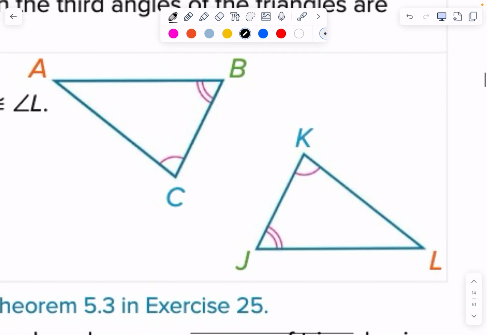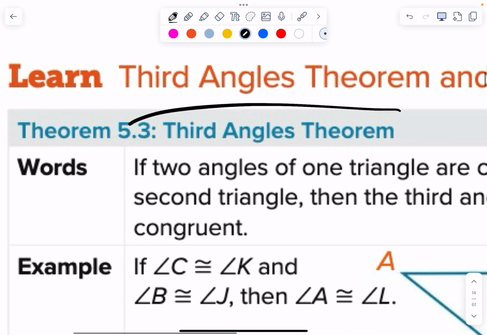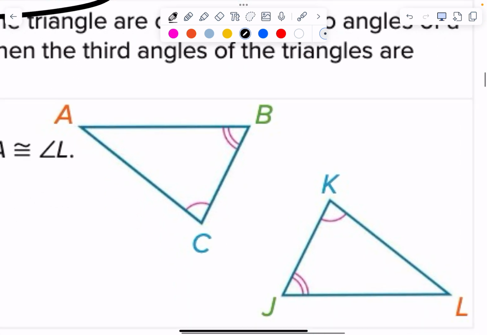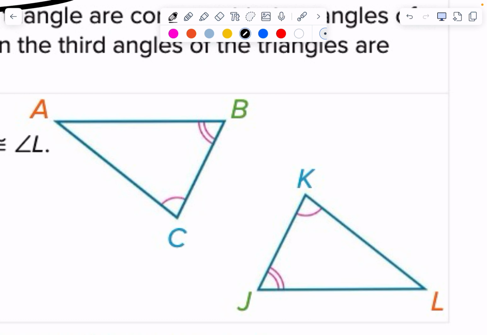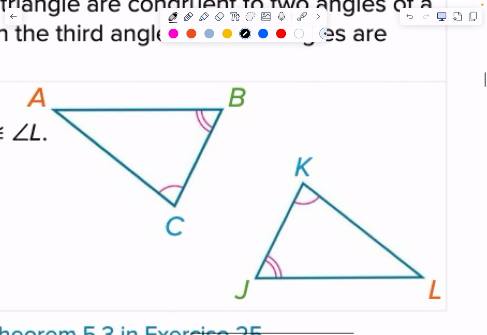All right, last thing. This is something called the third angles theorem, and it is important to note. So go to that page. Third angles theorem. This is another shortcut, for people who want to go faster on the ACT. Here's your shortcut. This kind of sounds like a stupid shortcut, but in the moment, you forget about it.